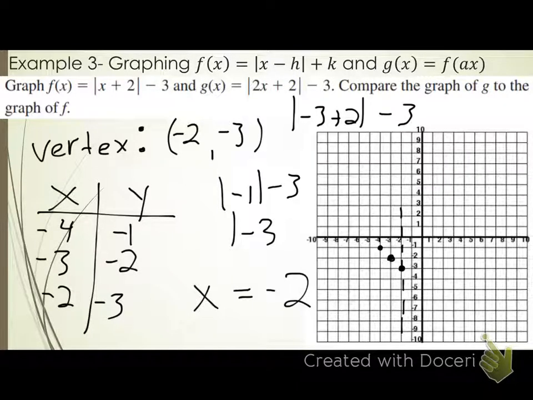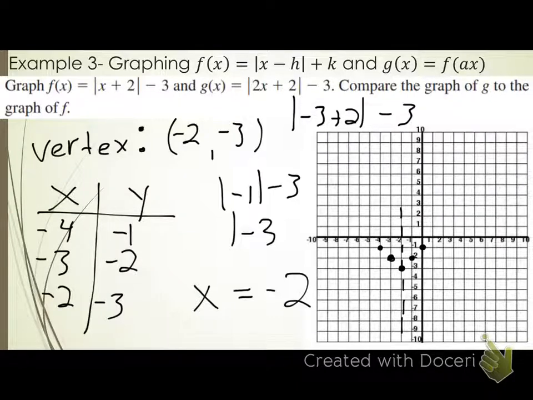So how far is this one from this line? 1. So I'm going to go 1 in the opposite direction. How far is this one? 2. So I'm going to go 2 in the opposite direction. And there's the rest of my graph. Does everyone see how we did that?